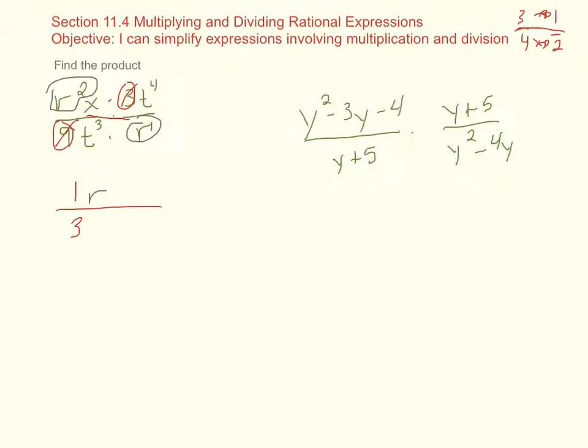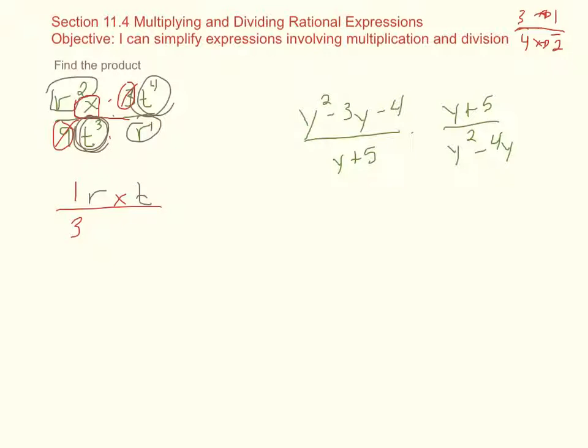Next piece would be your x, which is hiding right in here. There's no x's on the bottom, so I end up with an x as part of my answer. And finally, I have the t's. I have t to the third, and I have t to the fourth. The 4 is once again on top, so my answer should end up on the top. 4 minus 3 is 1, so I end up with t. So I now have it simplified.